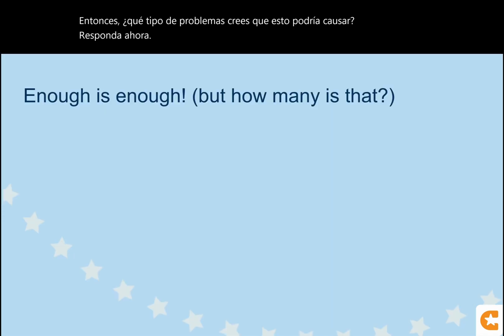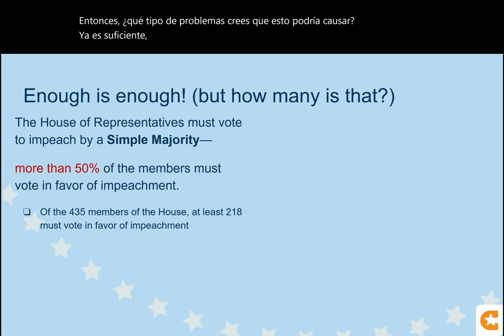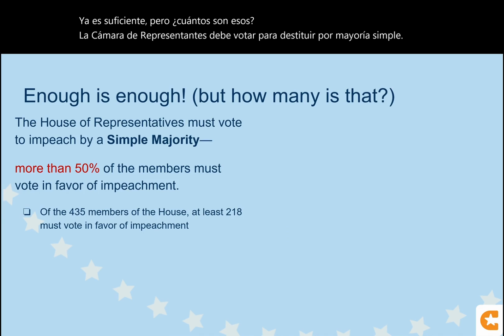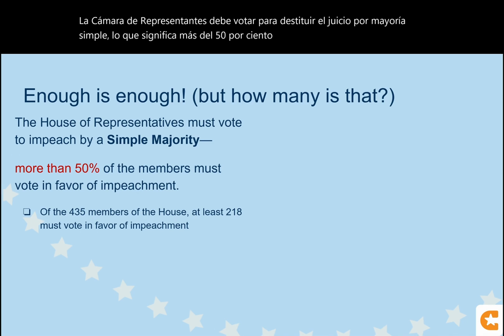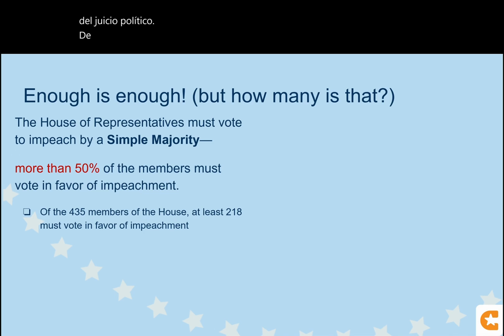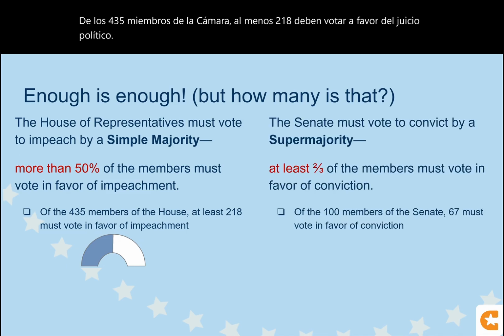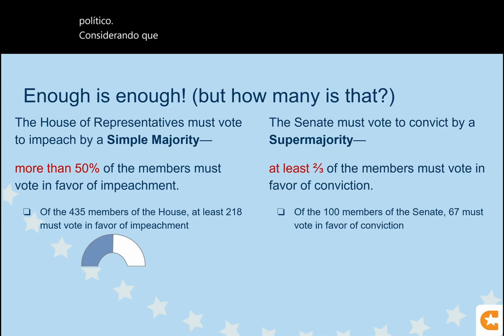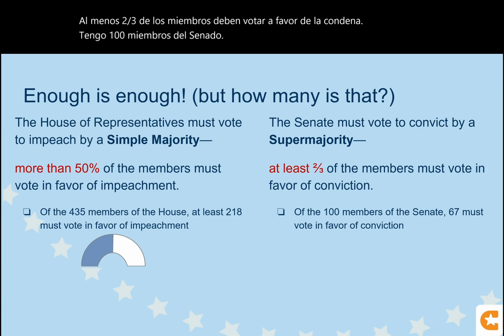Enough is enough. But how many is that? Well, the House of Representatives must vote to impeach by a simple majority. So that means more than 50% of the members must vote in favor of impeachment. Of the 435 members of the House, at least 218 must vote in favor of impeachment. Whereas in the Senate, they must vote to convict by a supermajority. At least 2/3 of the members must vote in favor of conviction. Of 100 members of the Senate, 67 must vote in favor of conviction.